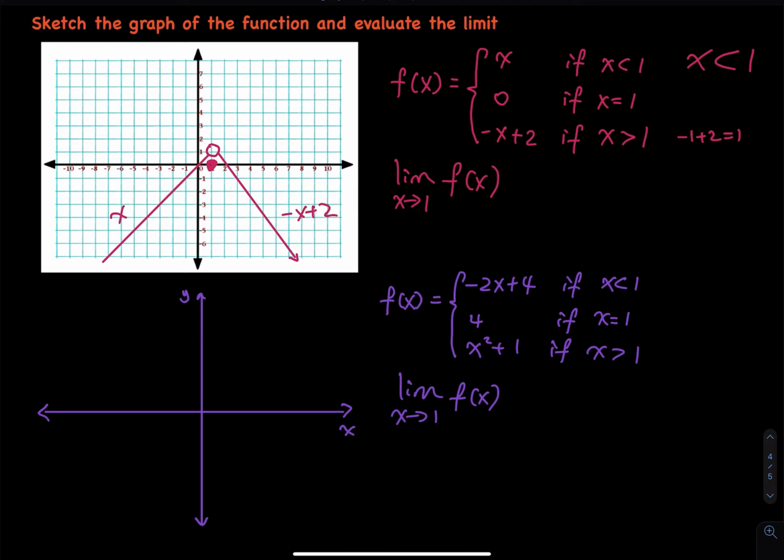Okay, what happens when x approaches 1? So as x approaches 1 from the left, what happens? Y approaches 1, right? And then what happens as x approaches 1 from the right? Y approaches 1. You might ask me, hey, when x is equal to 1, y is not equal to 1 because you have an open circle, right? This 1 comma 1 doesn't exist because we have an open circle.